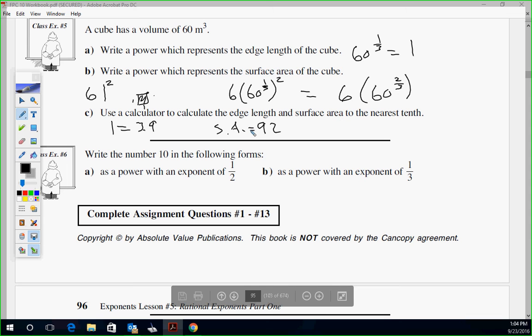Okay, write the number 10 in the following forms. So you write an answer of 10. This is saying as a power with an exponent of 1/2. So what that's saying is, what square rooted is 10? 100, right? So it's 100 to the 1/2 equals 10. That's what it means. 100 to the 1/2 equals 10. As a power with an exponent of 1/3, that would be 1,000, yeah. Okay. All right, and that's it for the notes.